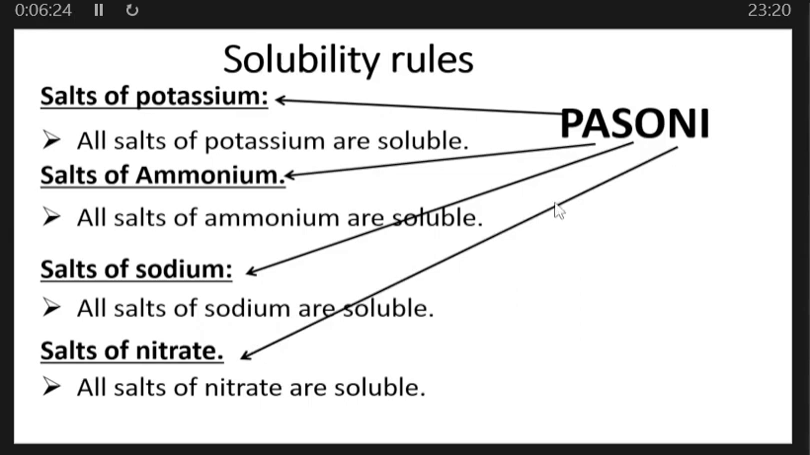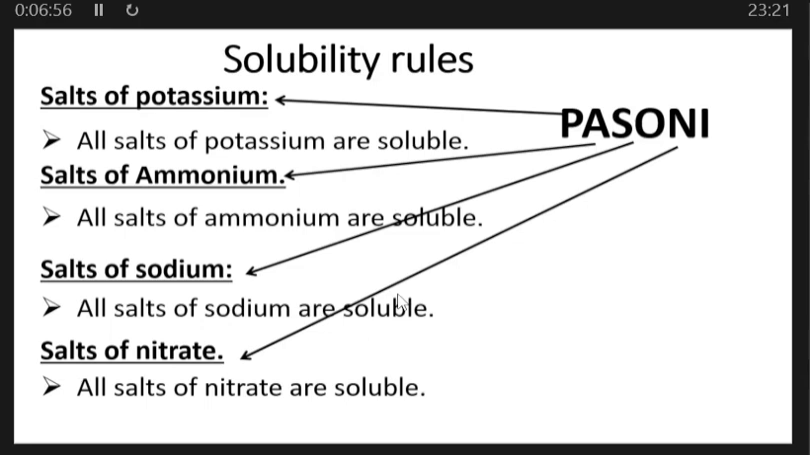So for you to know which salts are soluble, you just have to use this word, the pansoni. Then you just know potassium salts are soluble, ammonium salts are soluble, sodium salts are soluble, nitrate salts are soluble. So this is what we do for us to be able to remember. Even teachers, even those learners that do well in the exam, come up with a system that helps them to remember whatever it is that they're trying to remember.